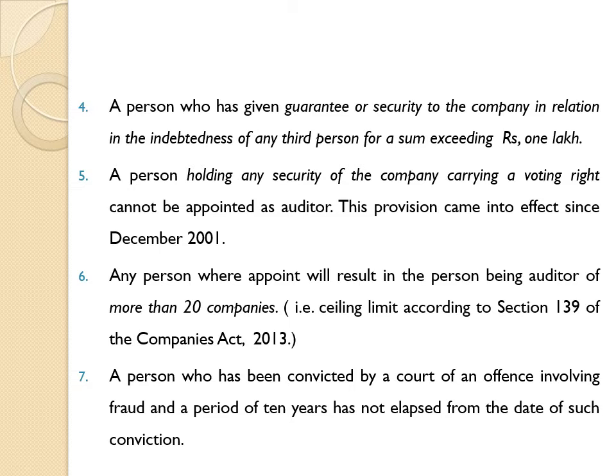Seventh one, a person who has been convicted by a court of an offense involving fraud, and a period of 10 years has not elapsed from the date of such conviction. It means that a person who is not legally fit cannot work as an auditor of the company.